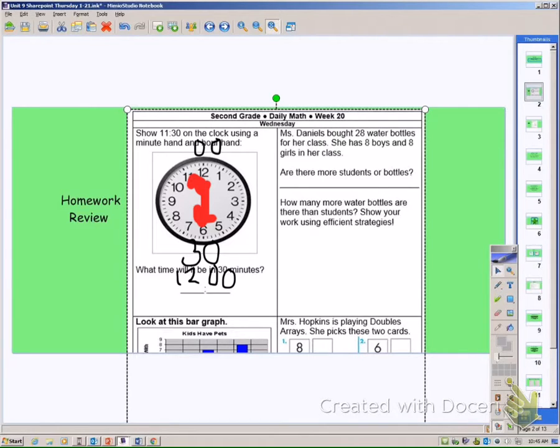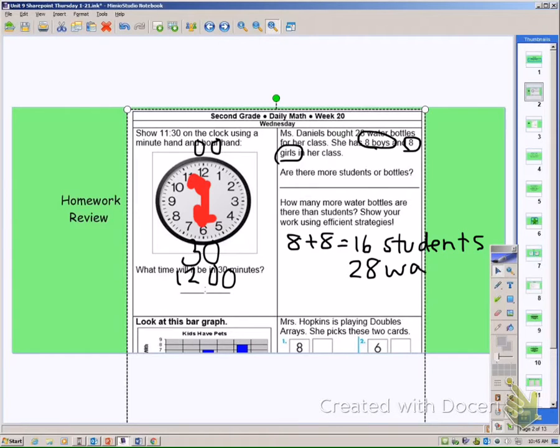It says Mrs. Daniels bought 28 water bottles for her class. She had 8 boys and 8 girls in her class. Are there more students or bottles? Well, the first thing we need to do is add the 8 boys and the 8 girls. So I know that 8 plus 8 equals 16 students. So there are 16 students and there are 28 water bottles.